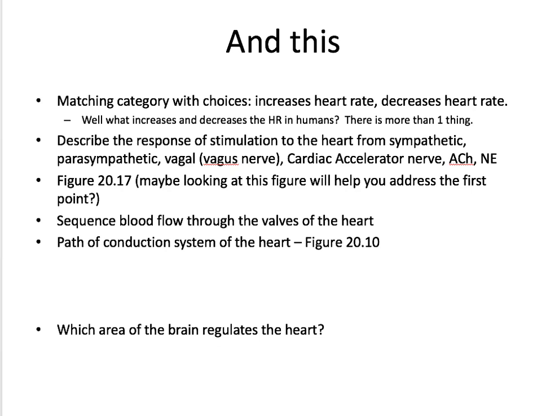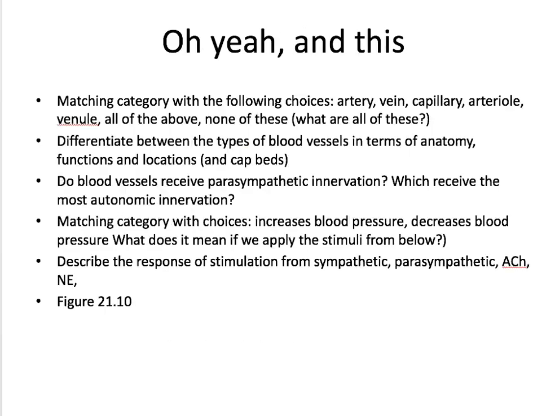Oh yeah, and this. So, you're going to have a matching category that has an artery, a vein, a capillary, an arteriole, a venule, and all of the above, and none of the above. And where would we see all of these? Or what are they doing? They're all part of a conduit system of one sort or another. And in this case, we're transporting blood, right?